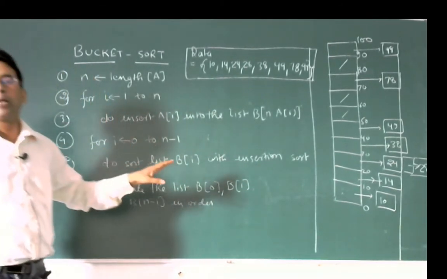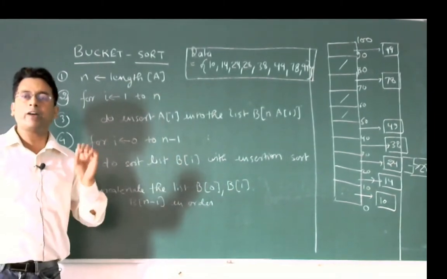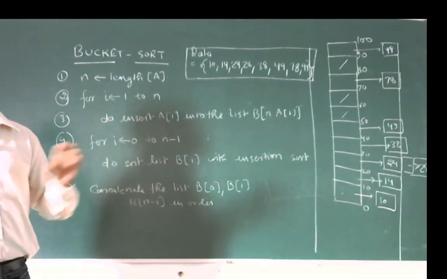So this is a very simple approach. There is nothing more to this algorithm. Bucket sort simply defines a bucket limit and allocates data into it.